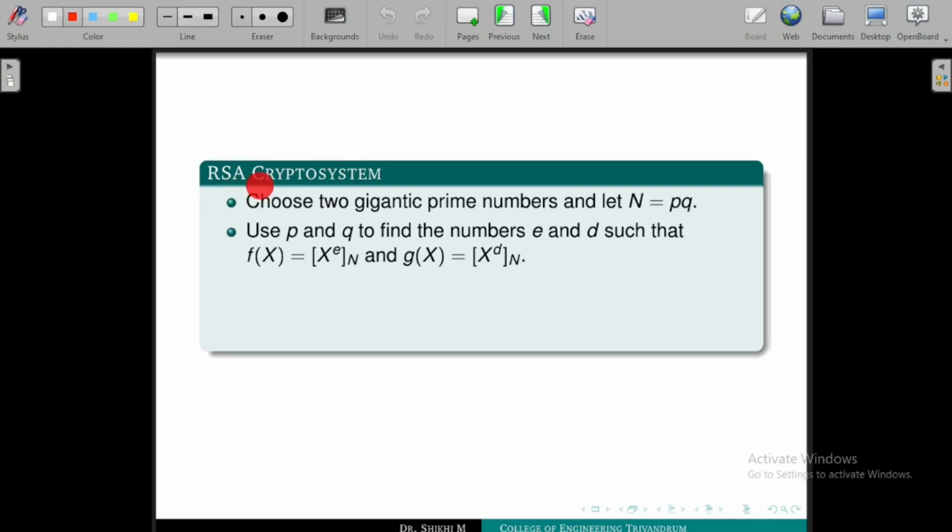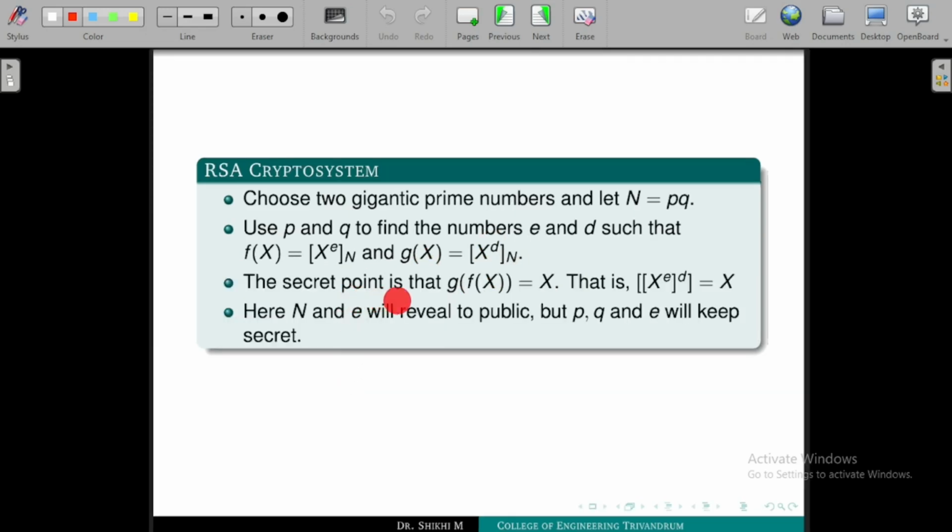First, let us explain what is meant by RSA Cryptosystem. In RSA Cryptosystem, we choose two gigantic prime numbers, p and q, and let n be equal to p times q, the product of the primes. And we use p and q to find the numbers e and d such that f of x equals x raised to e mod n and g of x equals x raised to d mod n. And the crucial point is that g of f of x becomes x itself. That is, (x raised to e mod n) raised to d mod n equals x itself.